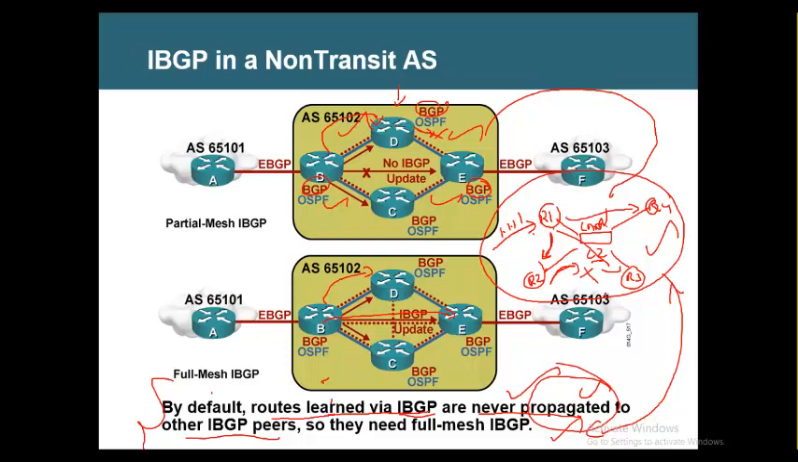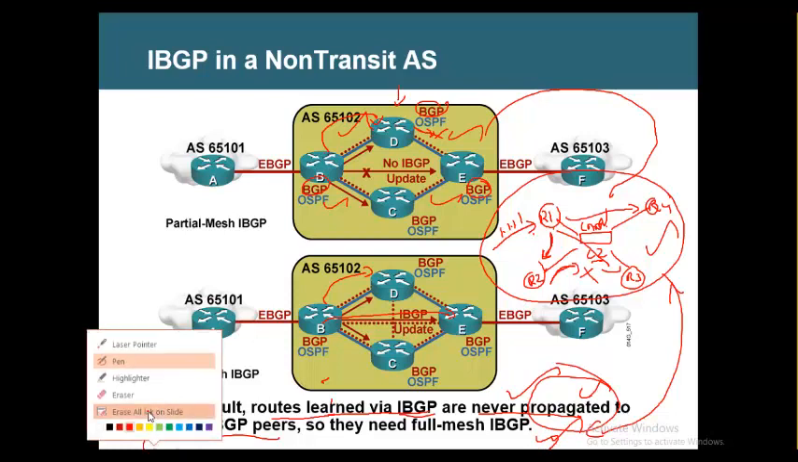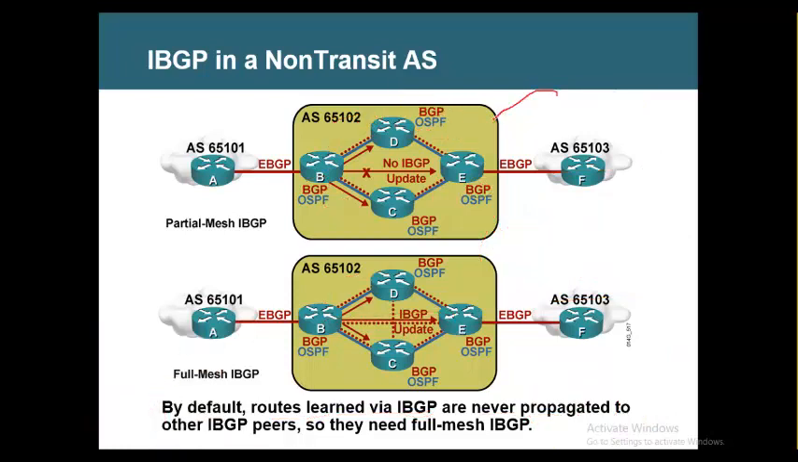It will definitely become duplicate, and it will cause a loop. To avoid that, this rule is set. But that rule is a hindrance. That rule is like a problem here in this type of scenario. So in this type of scenario, to overcome that, you need to have a full mesh, which is this one.